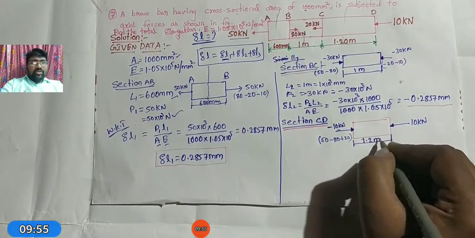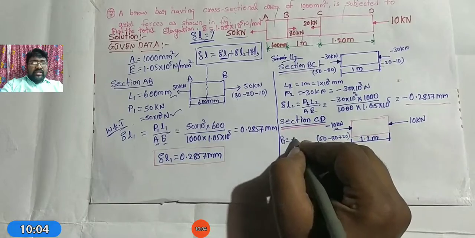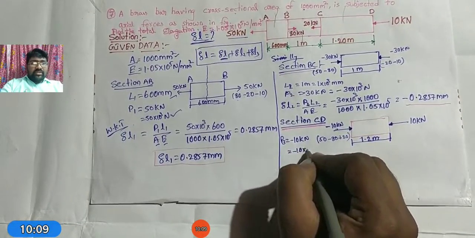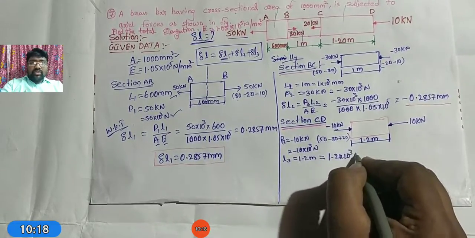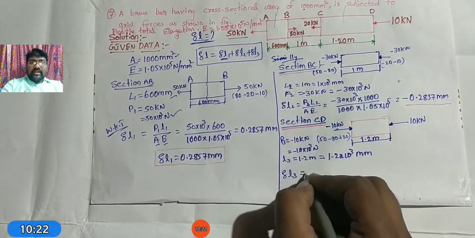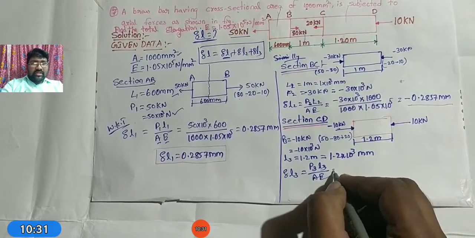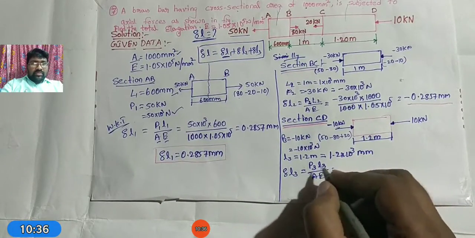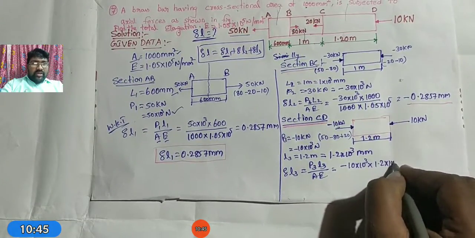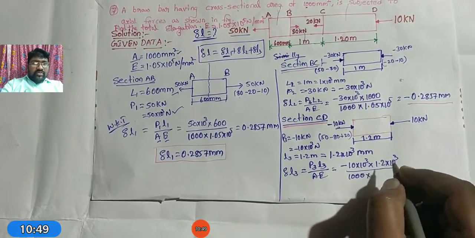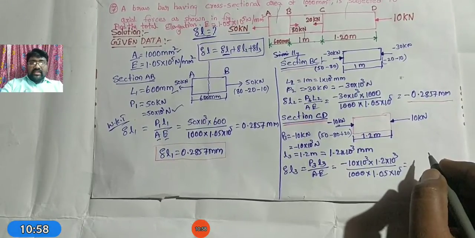The length of the bar is 1.2 meters, convert into millimeters. Note down P3 is minus 10 kilonewtons, that equals minus 10 into 10 cube newtons. Next, the length of the section is 1.2 meters, converted into millimeters, 1.2 into 10 cube millimeters. Next, calculate delta L3, the change in length in section 3, P3 L3 by AE. Substitute all these values in this equation. P3 is minus 10 into 10 cube. Next, L3 is 1.2 into 10 cube. Next, the area is 1000. Young's modulus is 1.05 into 10 power 5. Calculate the change in length in section 3.